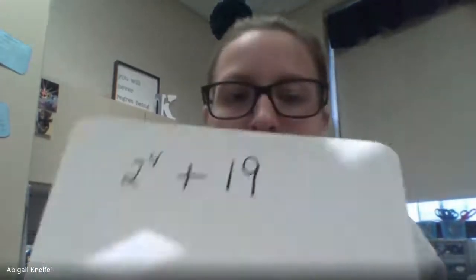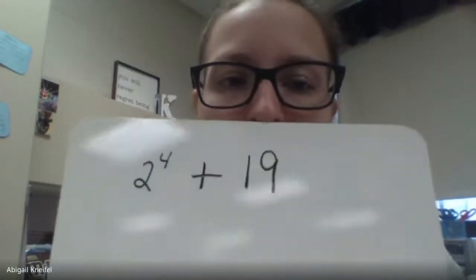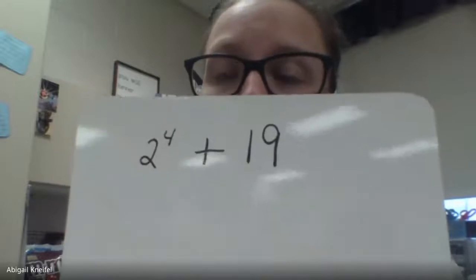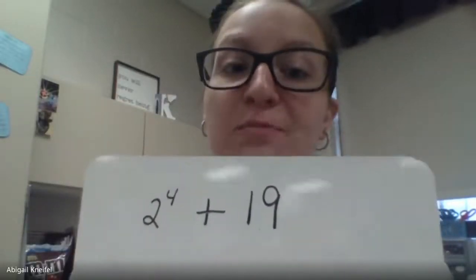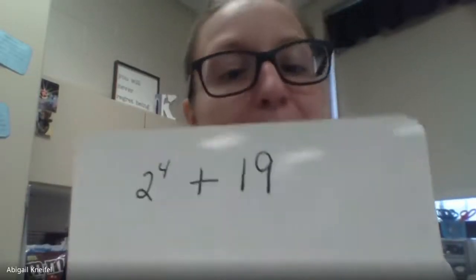Okay. We have 2 to the 4th power plus 19. So not 2 times 4. We have 2 times 2 times 2 times 2 plus 19.